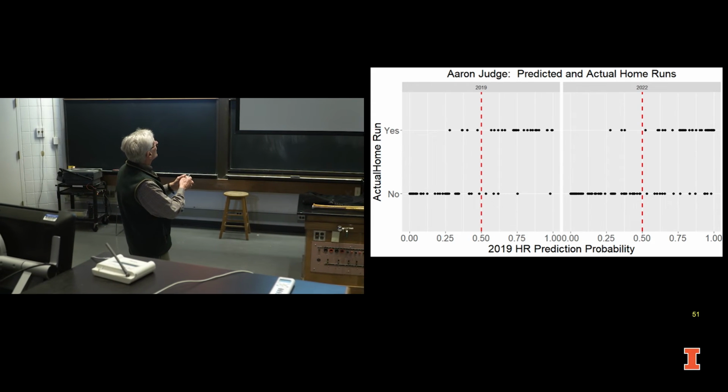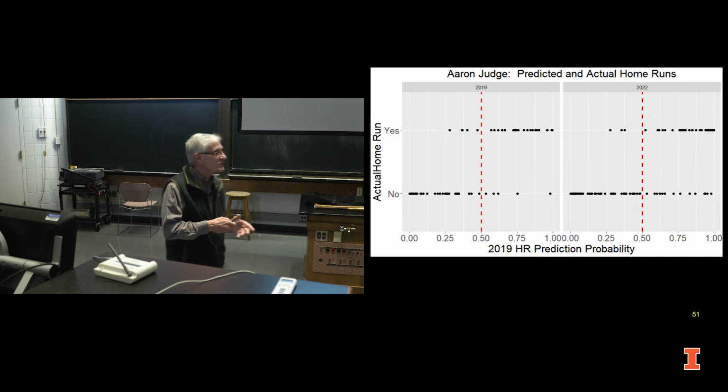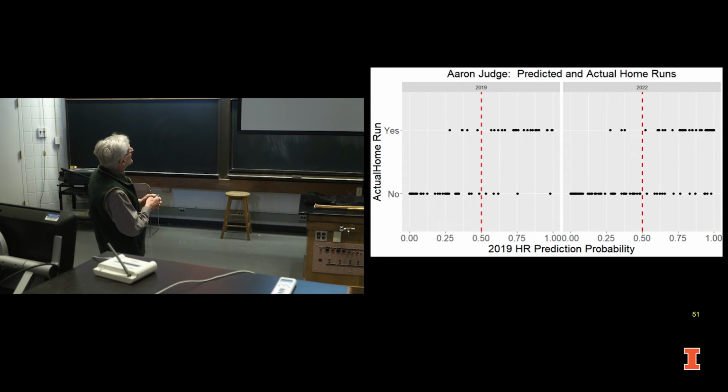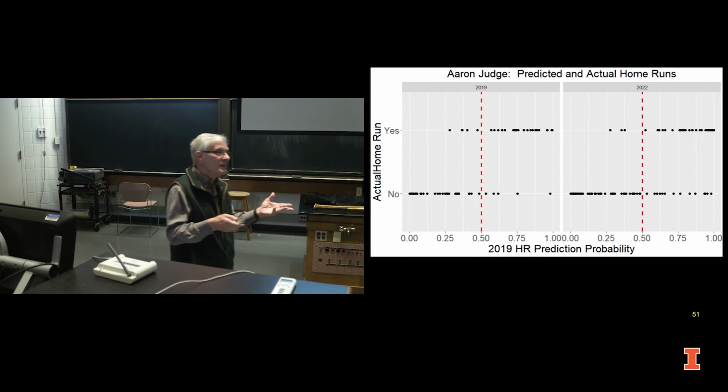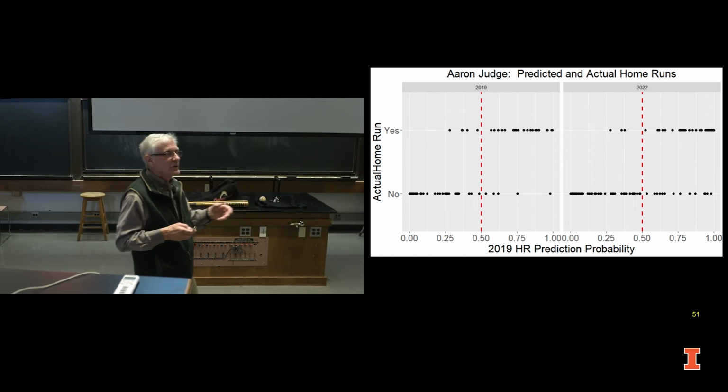And this red dashed line here is the probability of a half, just for reference. You see that pretty much everything below a half is not a home run, and everything above a half is a home run, okay? Since the model was based on the 2019 data, that's what you'd expect.